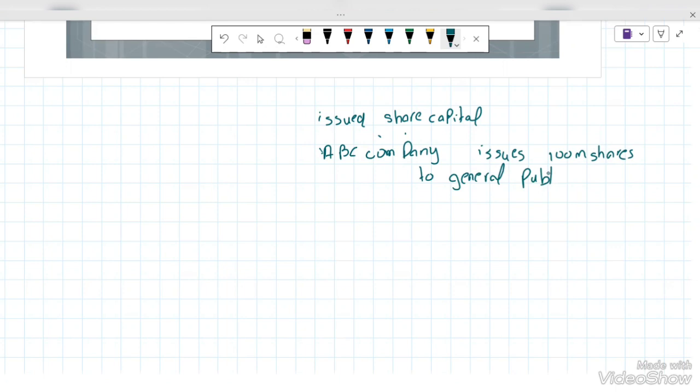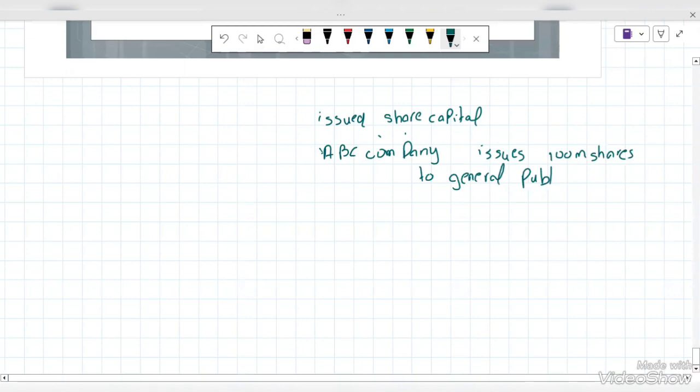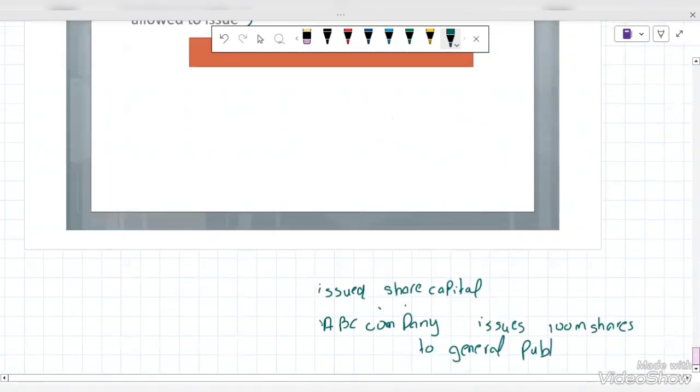The capital which you issued on the stock exchange, and potential shareholders can purchase your shares from the stock exchange. So it means that this is simply your issued share capital, the amount of shares you just issued to the general public. There is nothing complicated in this concept. Okay.